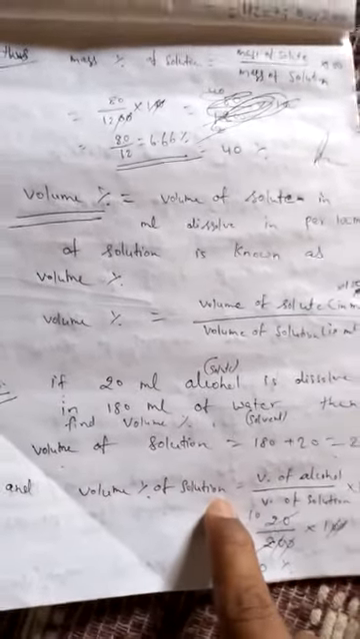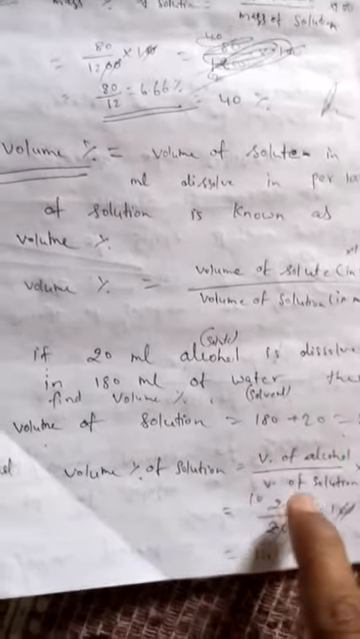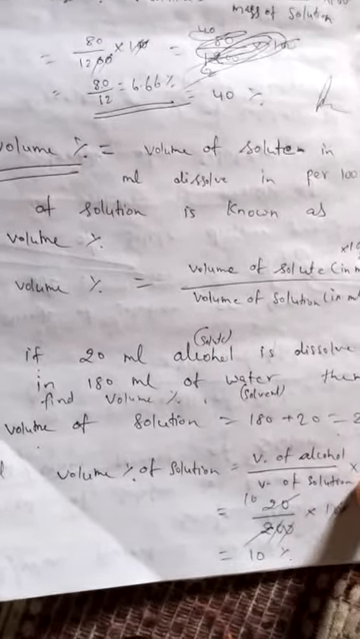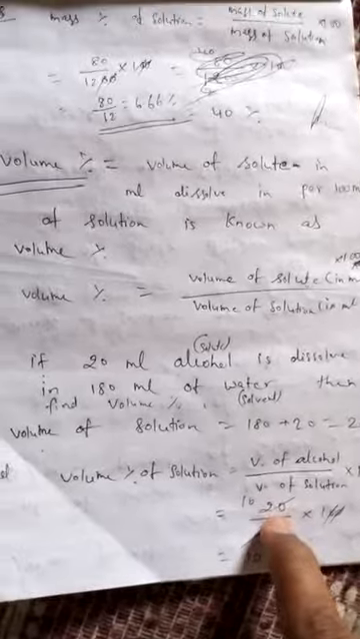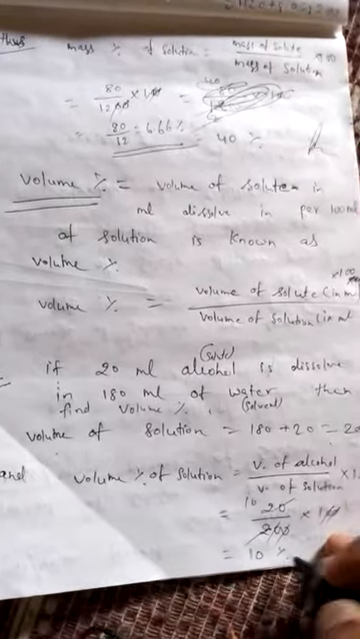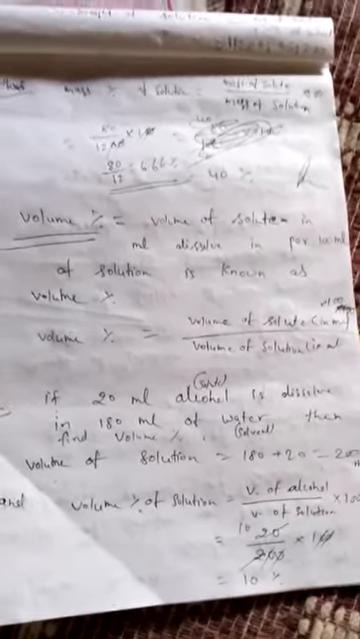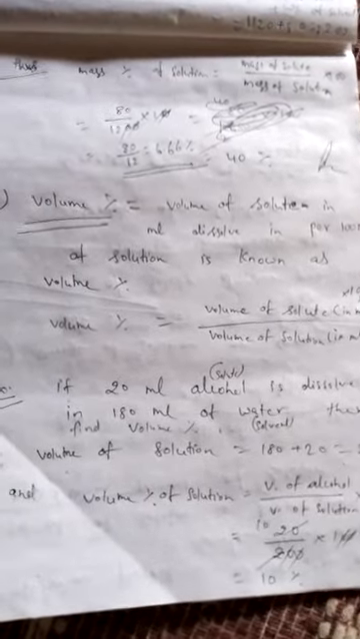So volume percent of solution is equal to volume of alcohol, that is volume of solute, upon volume of solution into 100, that is 20 by 200 into 100. This comes to 10%. This means the volume percent of solution is 10%, meaning 10 ml of alcohol is dissolved per 100 ml of solution.